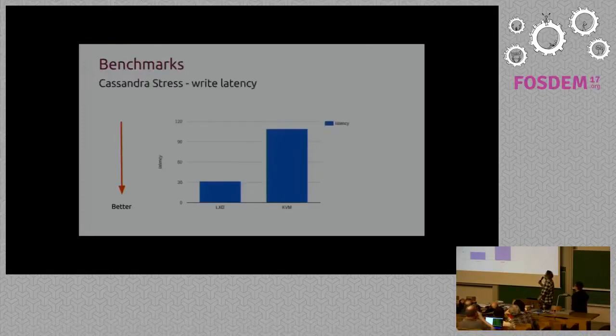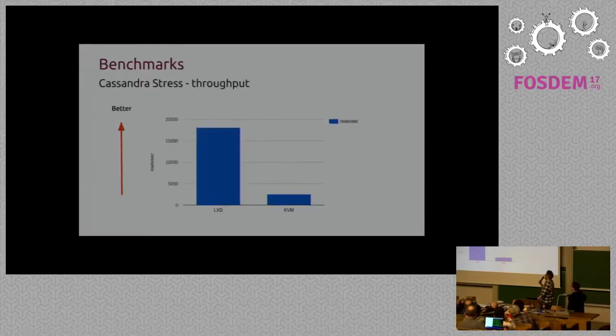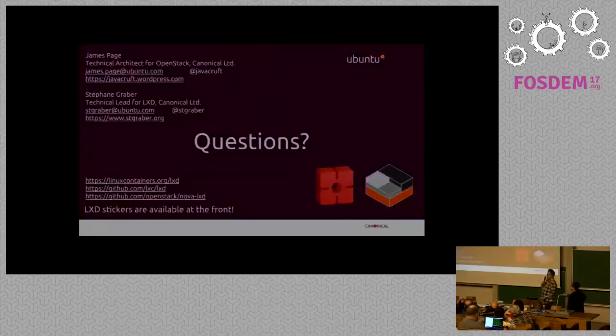And I've got a few latency things as well. Cassandra Stress has lots of small writers. We can see write latency with LXD compared to KVM is much, much lower. And again, that results in much, much higher throughput for a Cassandra Stress benchmark.